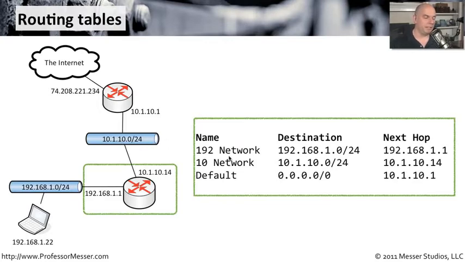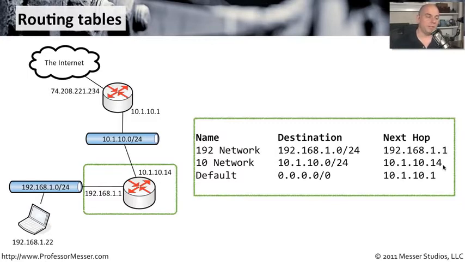10.1.10.0/24 network. So if any traffic going into this router needs to get to the 192 network, it's local to us. If it needs to get to 192.168.1.0/24, simply go out my local address of 192.168.1.1. Similarly, if any traffic needs to go to 10.1.10.0/24, that is a locally connected network to me. You simply need to go out my local IP address of 10.1.10.14.